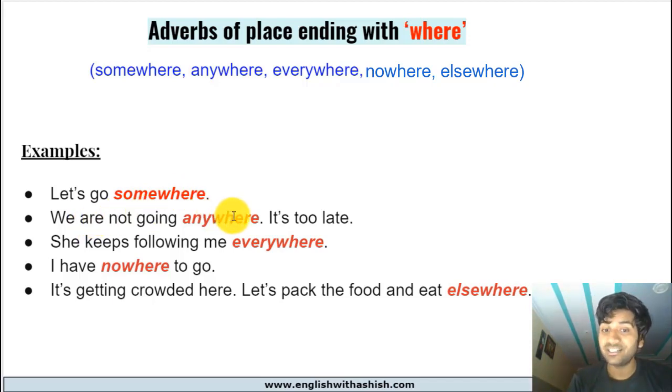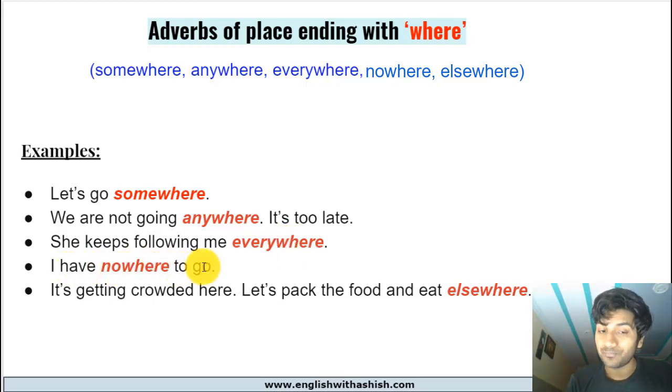We are not going anywhere, it's too late. We are not going where? Anywhere. So anywhere is used either in an interrogative sentence or in a negative sentence. We are not going anywhere. She keeps following me where? Everywhere. Every place, used in a positive sentence.